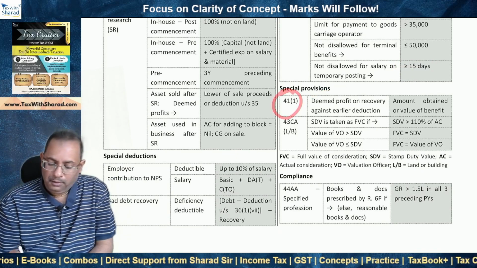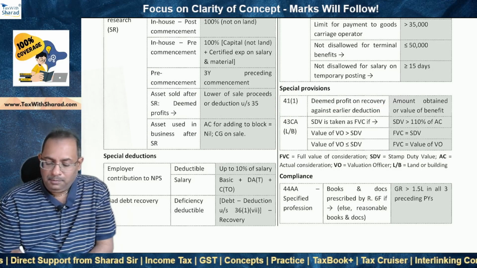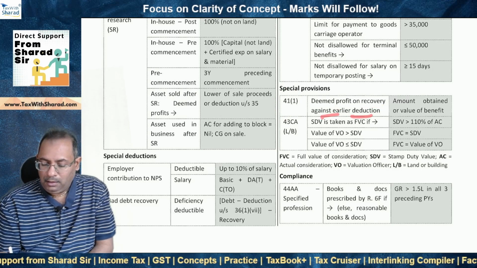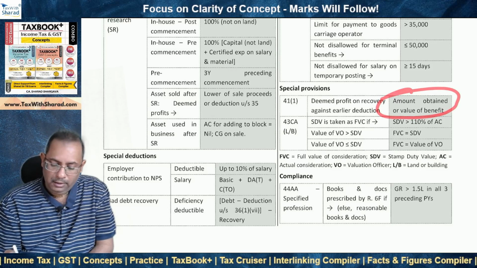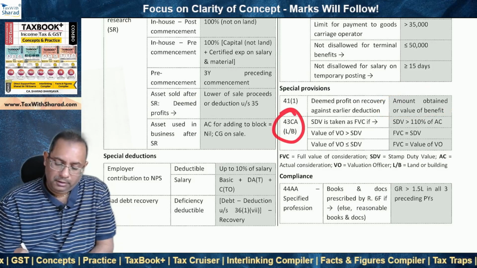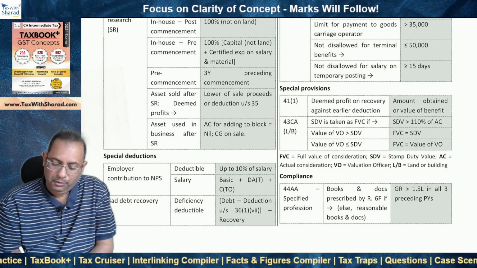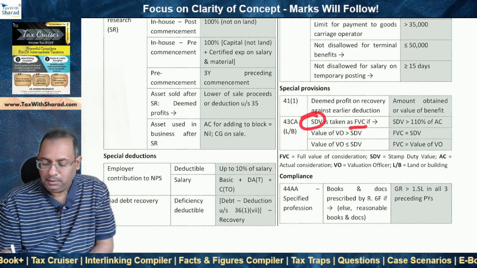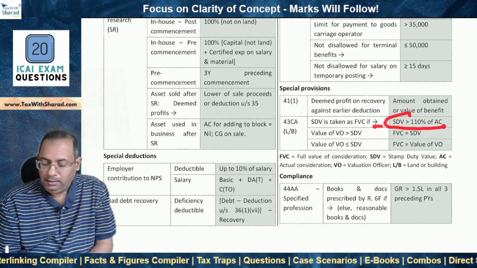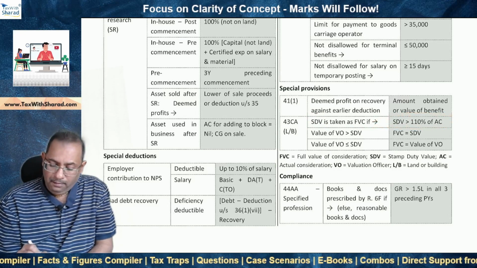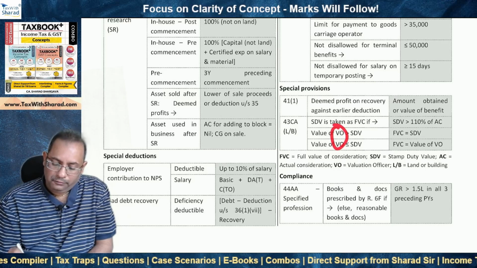In case of section 41(1), deemed profits are taxable on recovery which has been made against a deduction which has been allowed earlier, and the taxable amount is the amount obtained or the value of benefit. Then there is section 43CA. It applies in the case of land or building, in which case stamp duty value is taken as the full value of consideration for computing business income if the stamp duty value is more than 110% of the actual consideration, where the valuation is referred to a valuation officer.